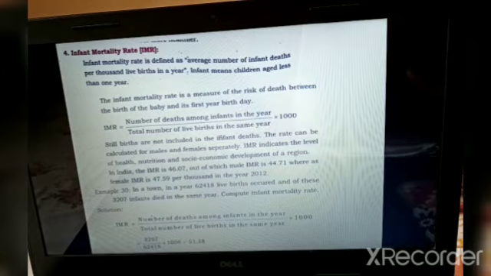So today we have discussed 4 measurements of mortality. In the next video, we'll see the other 2 measurements and we'll see what life tables are.